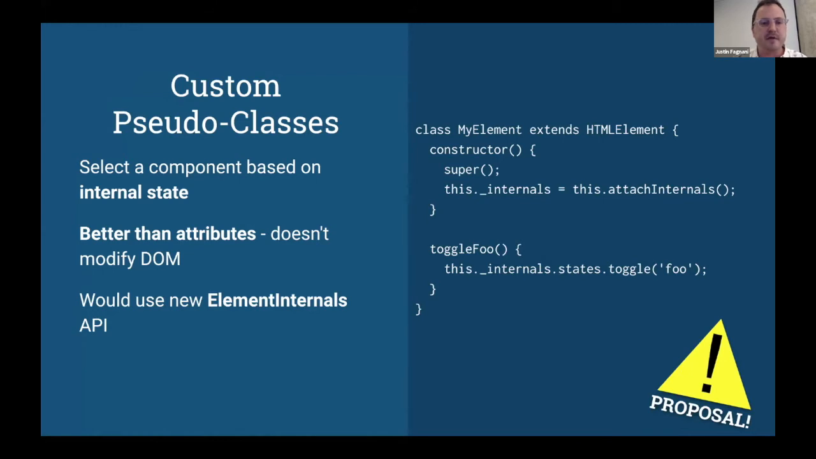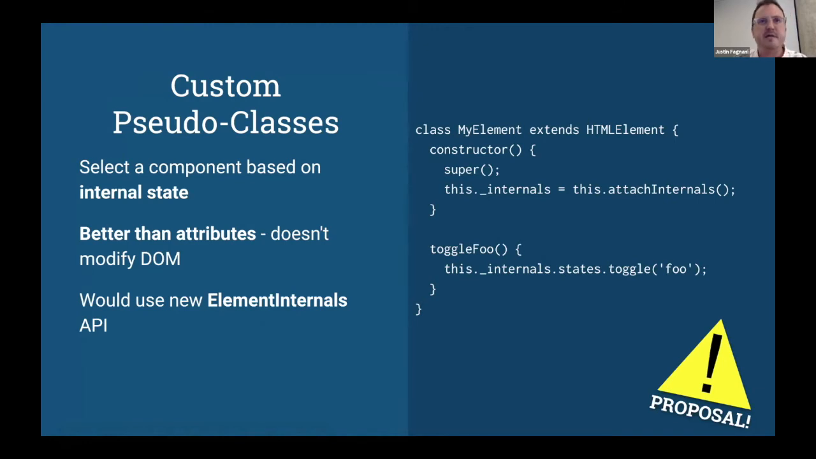Okay, and another proposal that we have kind of in flight is custom pseudo classes. So shadow parts let you do custom pseudo elements. Custom pseudo classes let you define your own pseudo classes. This is a proposal that, hopefully we're going to see a new version of this coming up soon, and we'll see progress on it. So it lets you select a component based on its internal state.